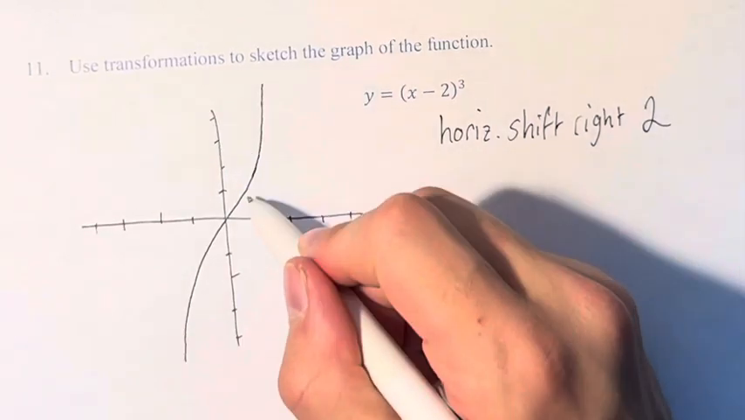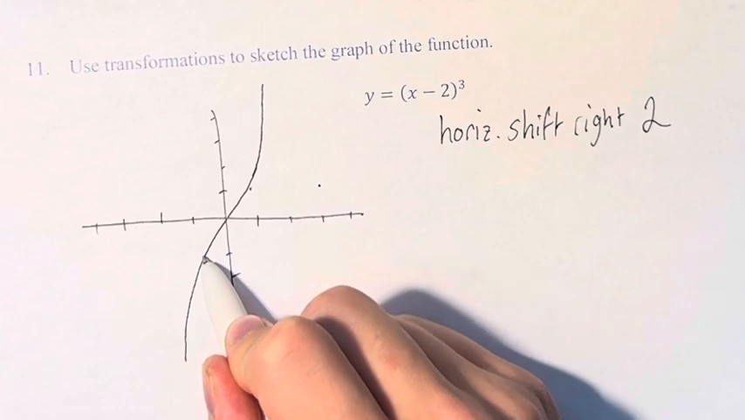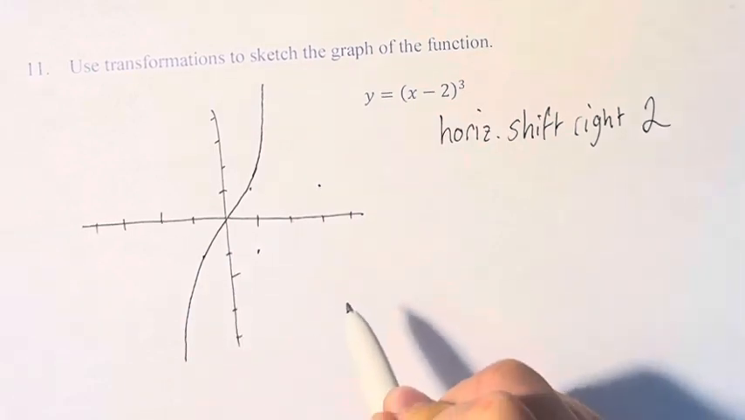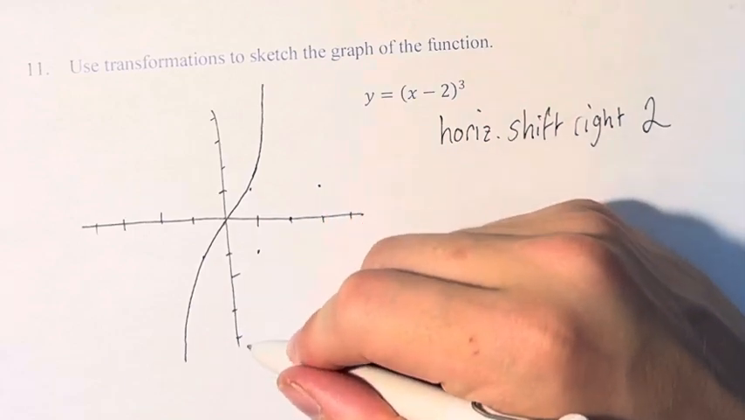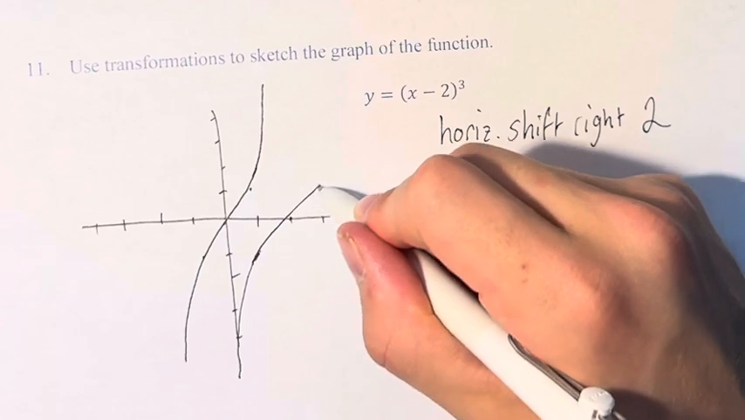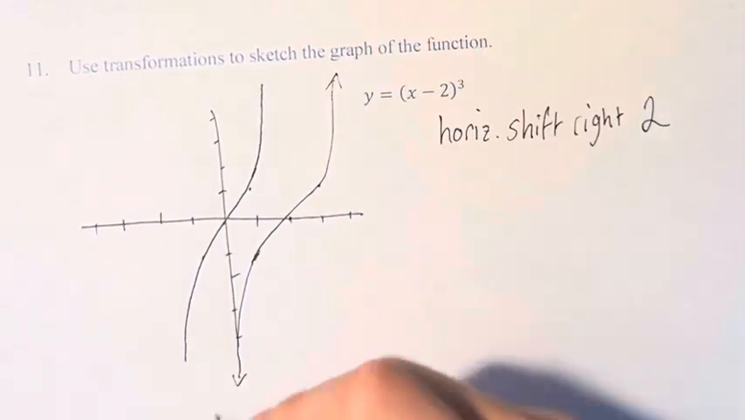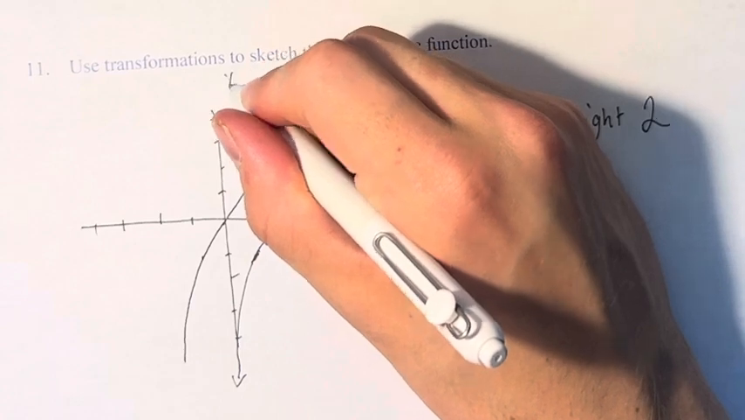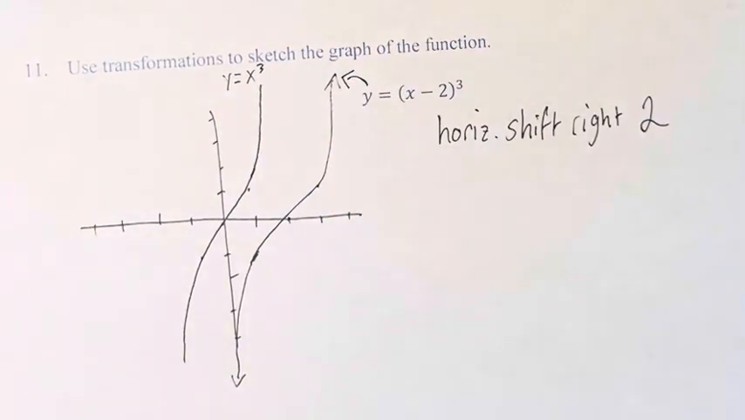So some important points: (1, 1) gets moved to (3, 1). (-1, -1) gets moved to (1, -1). And (0, 0) gets moved to (2, 0). And it still follows the same rough shape, just 2 units to the right. So this is the graph of y equals x cubed, and this is the graph of y equals (x minus 2) cubed.